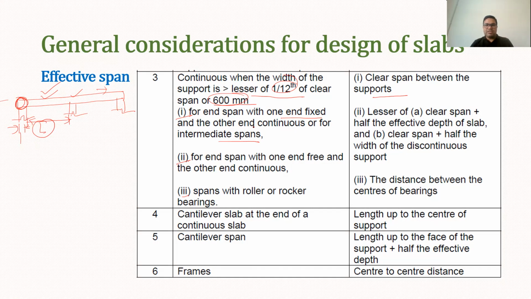Okay, similarly, the same case applies to the intermediate span also. So for example, if this slab is extended to another support, in that case, this span will become intermediate. It will be continuous from this end and it will be continuous from this end. So in this case also, it will be L. And the case is when this width of support is higher than the lesser of 1/12 of clear span and 600 mm. In that case, L will be equivalent to the L effective.